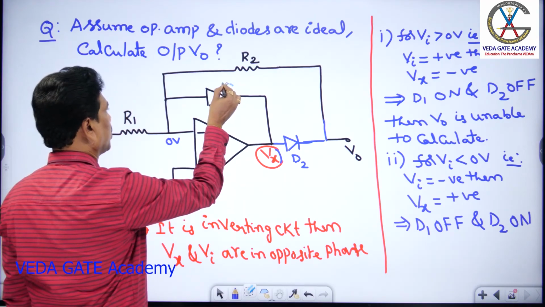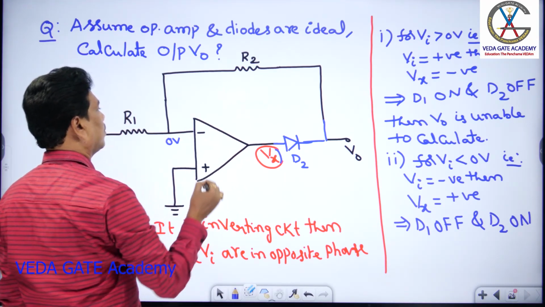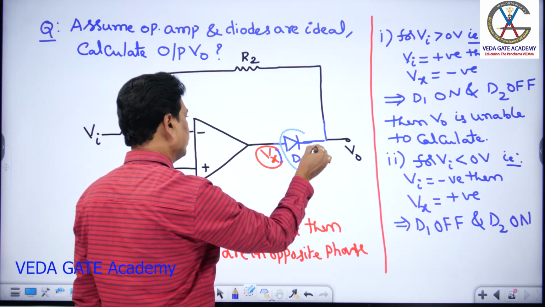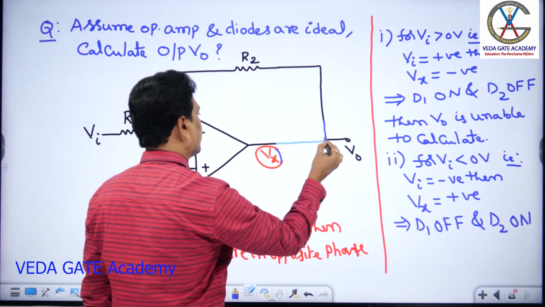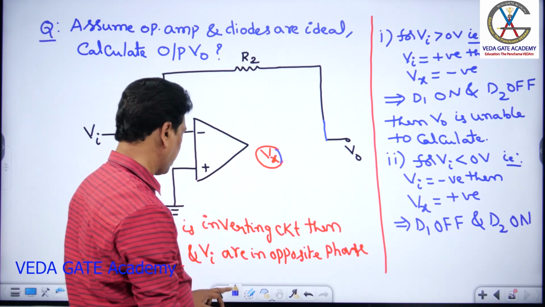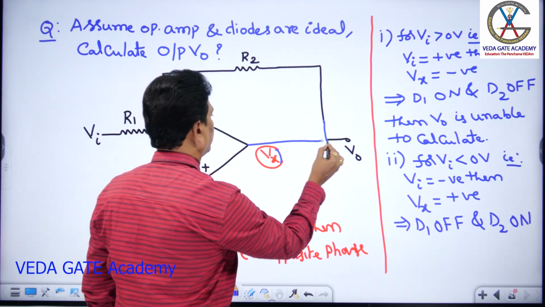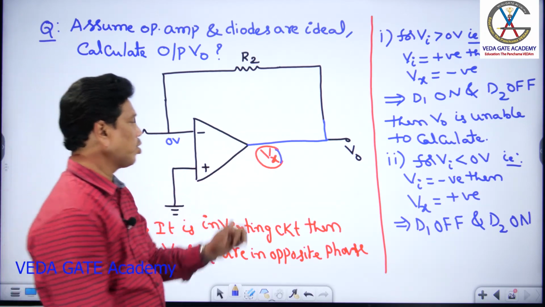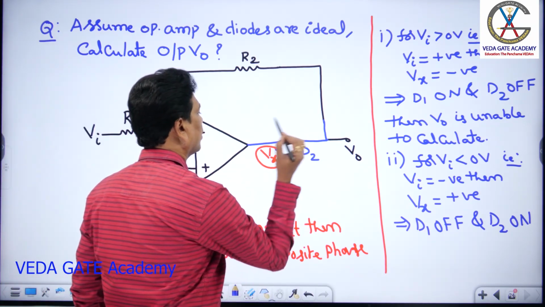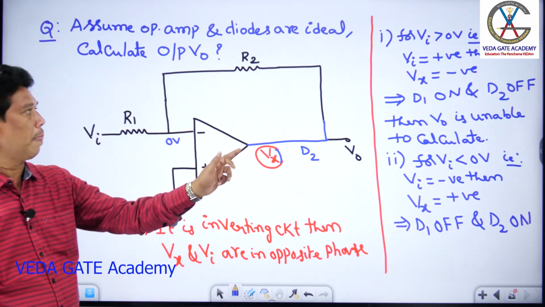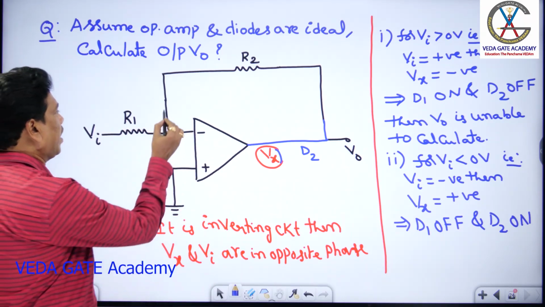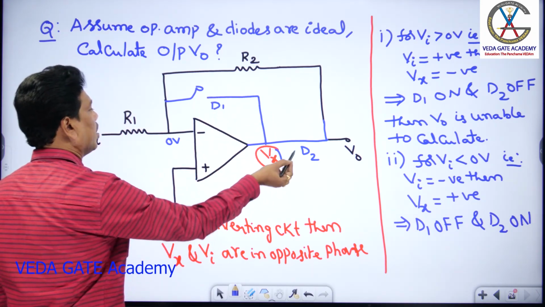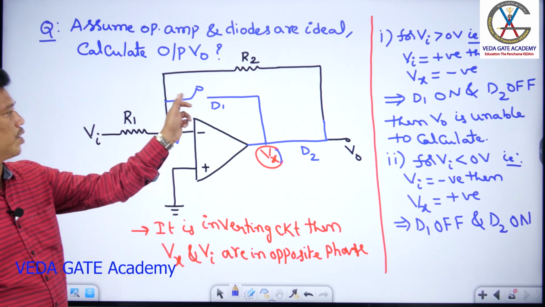Now I can check this. This is off, and this is on, so I can make it a close, like this. This is the circuit now. In this circuit, D1 should be in the off condition and D2 should be in the on condition. This is the equivalent model for the second case. D1 should be open, D2 should be on.